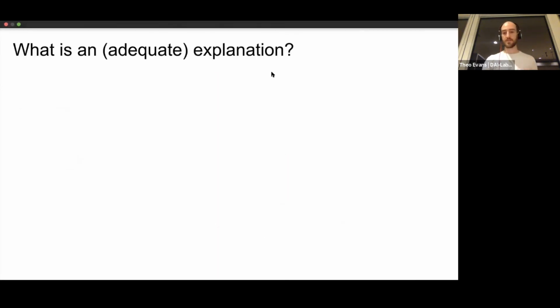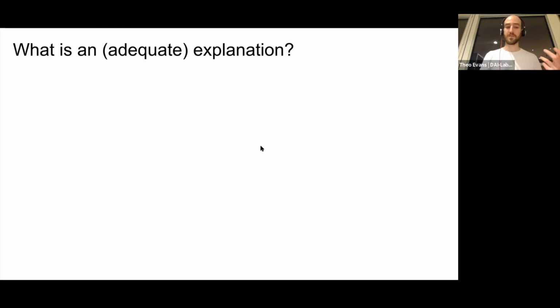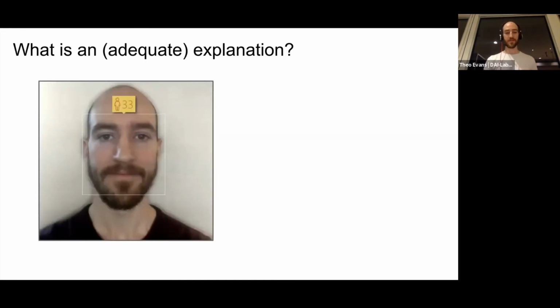Now, to go deeper on this, what do we mean by an explanation? Now, clearly, this is a very big topic in explainability, but it's not one that we go into in so much detail when we talk about the different approaches for post-hoc explainability, the different algorithms that we can use for this.